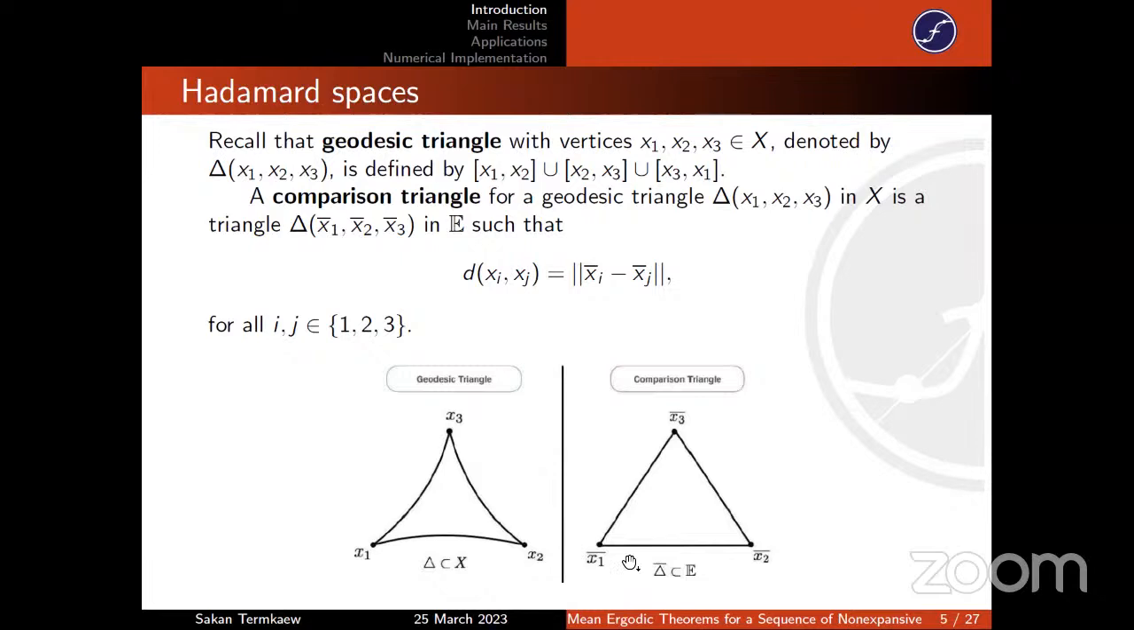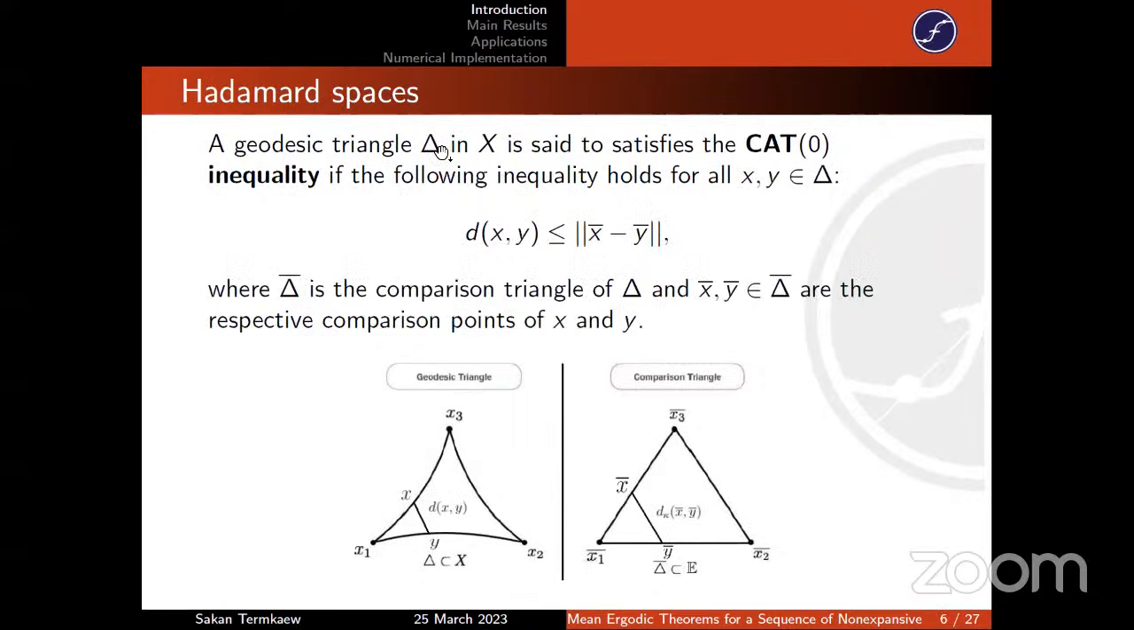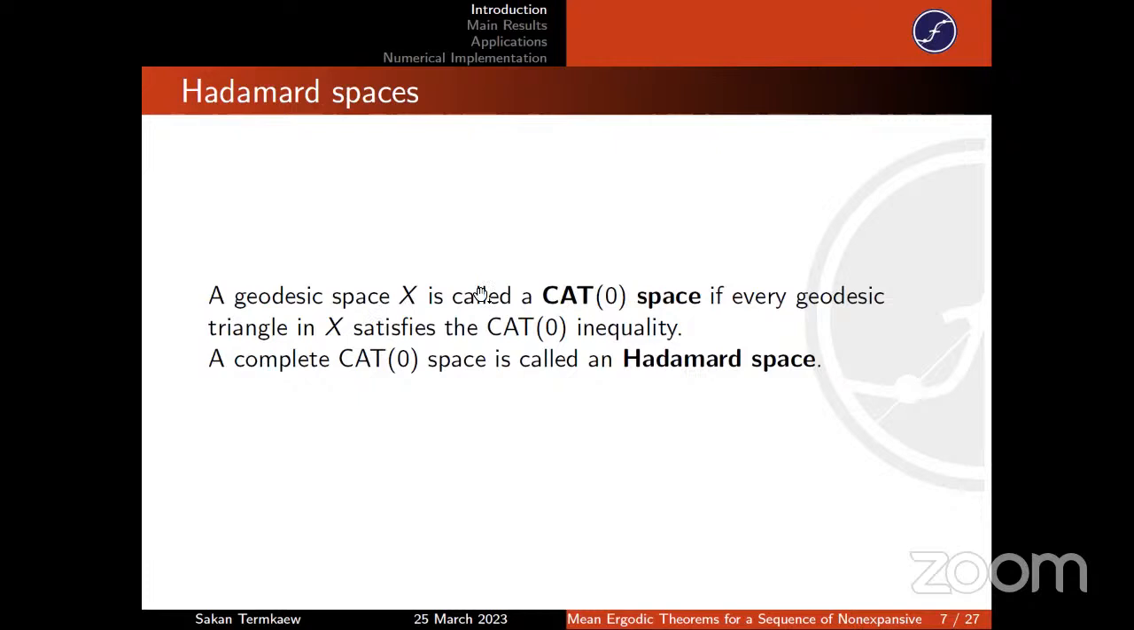A geodesic triangle in X is said to satisfy the CAT(0) inequality if the following inequality holds for all x and y in the triangle. Please look at the left-hand side again. If we let x and y be elements of the triangle (x1, x2, x3), the distance between x and y must be less than or equal to the distance between x bar and y bar in the comparison triangle. A geodesic space X is called a CAT(0) space if every geodesic triangle in X satisfies the CAT(0) inequality, and moreover, a complete CAT(0) space is called a Hadamard space.